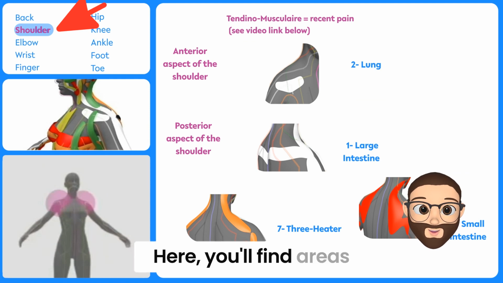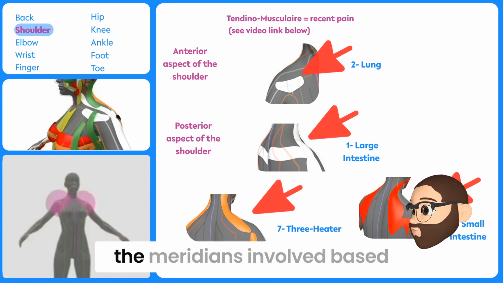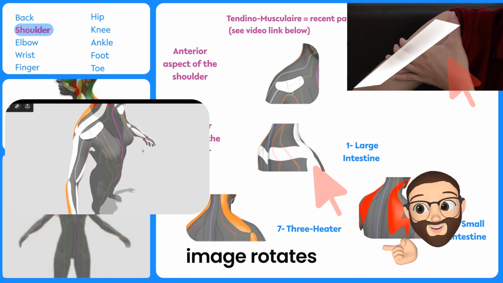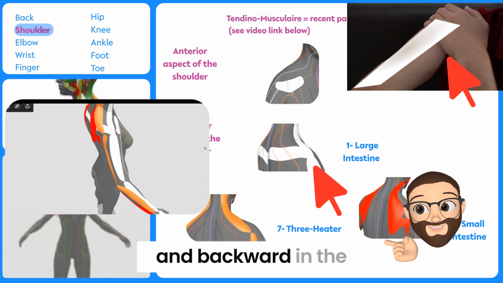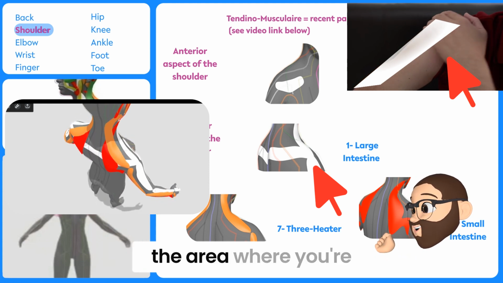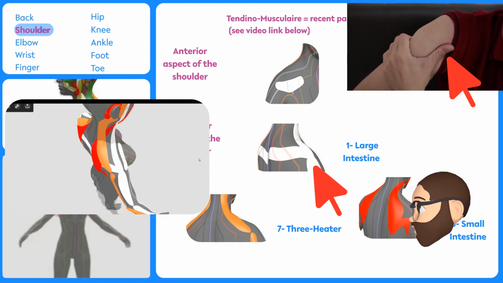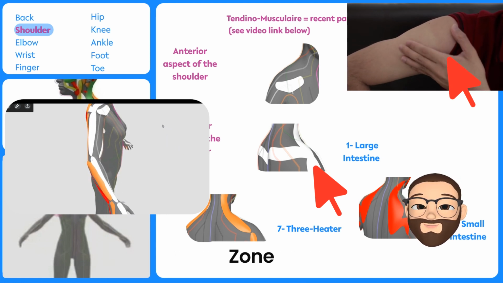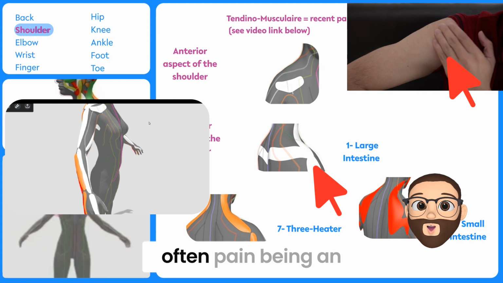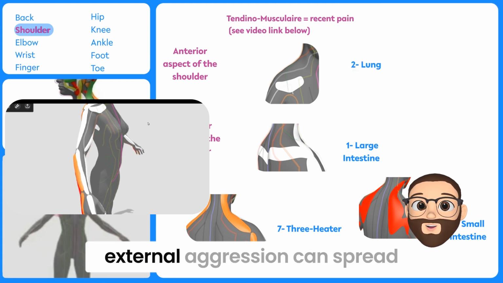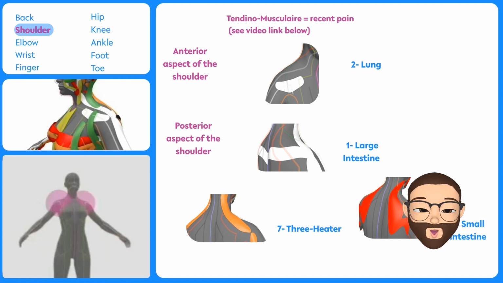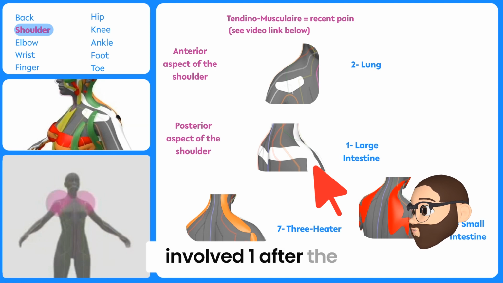Here, you'll find areas of different colors showing the meridians involved based on the location of the pain. Since the image rotates, you can move forward and backward in the video to clearly see the area where you're experiencing pain. It's possible that our painful area is larger than just one color zone. This is normal because often pain, being an external aggression, can spread horizontally to adjacent areas. In this case, we need to address the 2 or 3 meridians involved, one after the other.